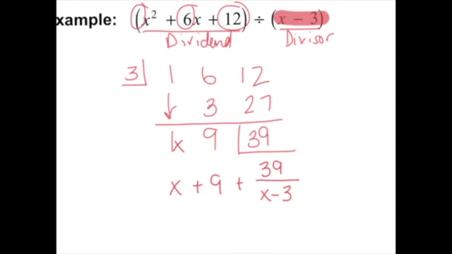Okay? So, let's recap. Figure out what makes your divisor 0. It tends to always be just the opposite here. So 3 goes here in the corner. You write out your dividend without any of the variables: 1, 6, and 12. And then you bring the first number down. 1 times 3 is 3. 6 and 3 is 9. 9 times 3 is 27. 12 and 27 is 39. Because this was an x squared, it decreases by a degree, so now it's x. So your answer is x plus 9 plus the remainder, which is 39 over x minus 3.